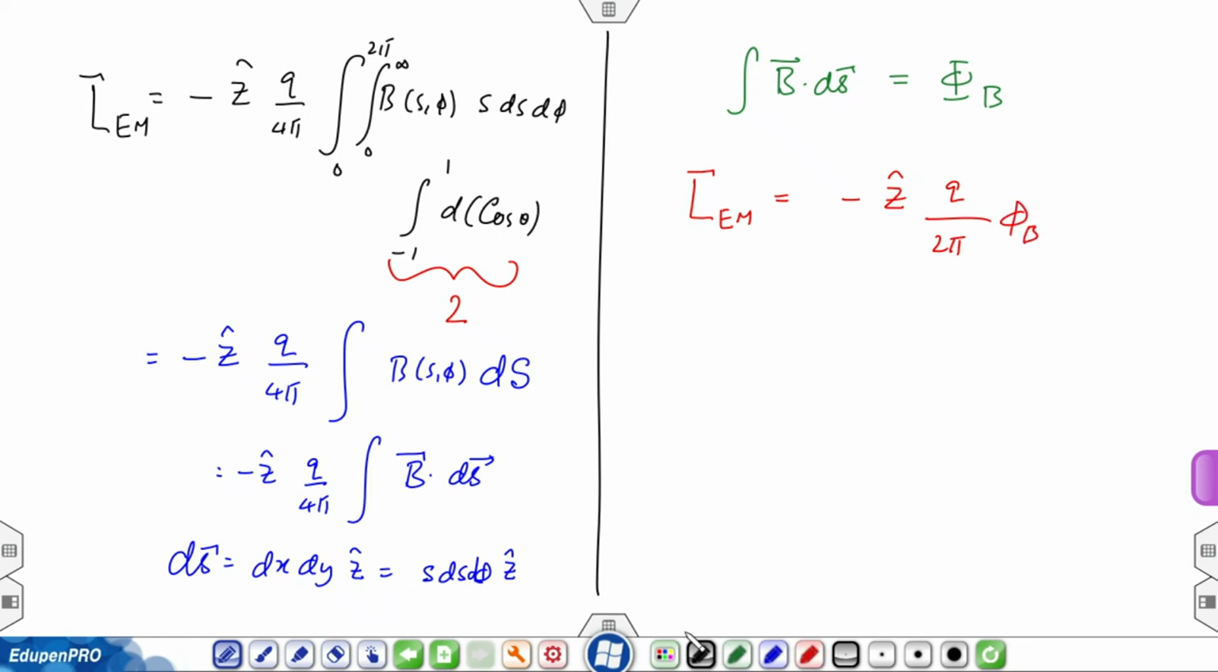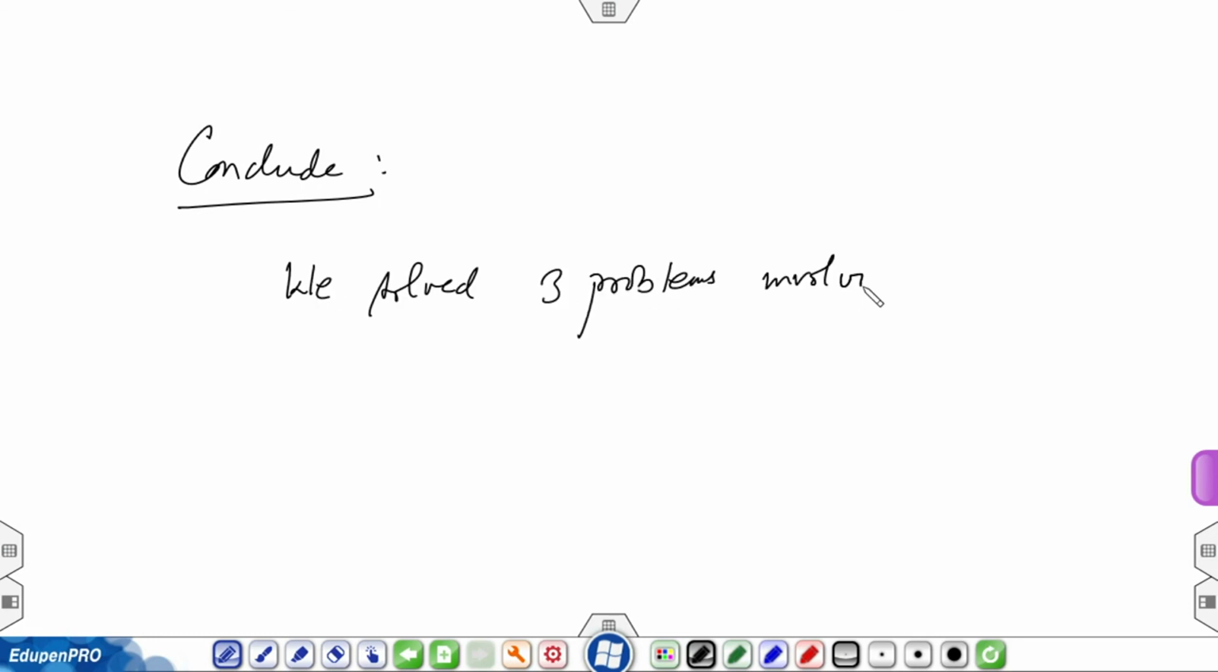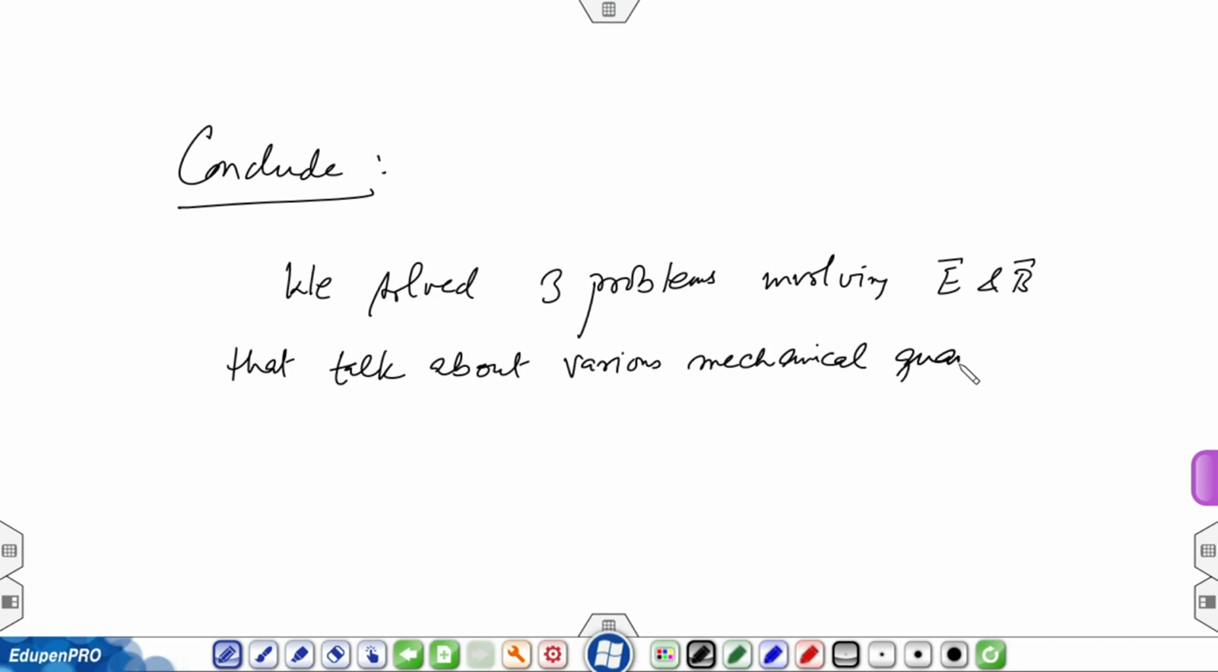In hurry, I made a mistake here. This should have been q over 2 pi because of this factor 2 here. That is the answer. Let me just conclude this lecture that we solved 3 problems involving E and B that talk about various mechanical quantities associated with these fields. Thank you.